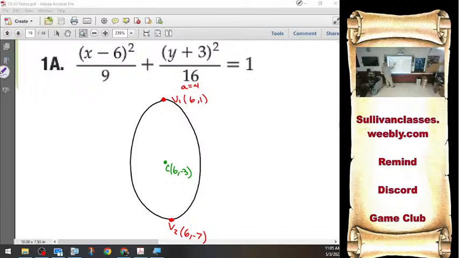If b squared is 9, then b is 3. I'm going 3 in both directions. 3 to the east, covertex at 9, negative 3. Covertex 3 to the west is at 3, negative 3.